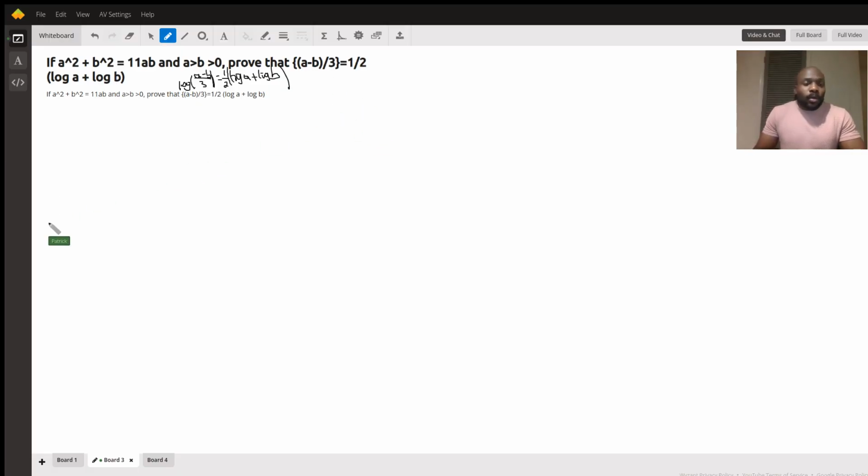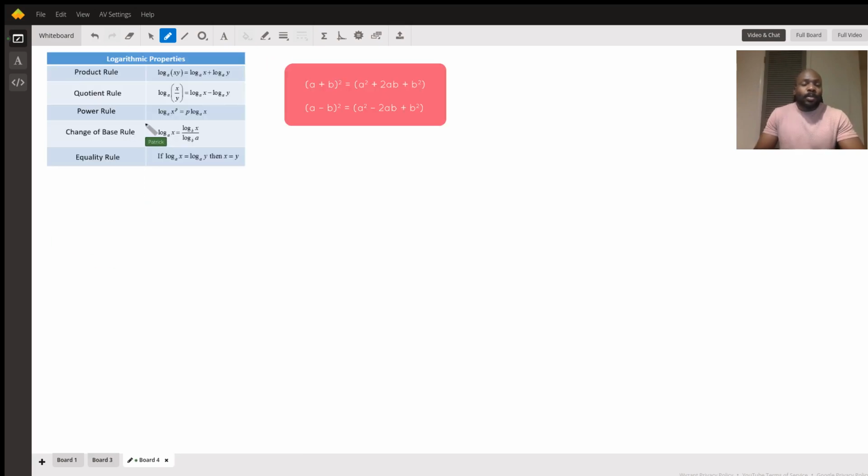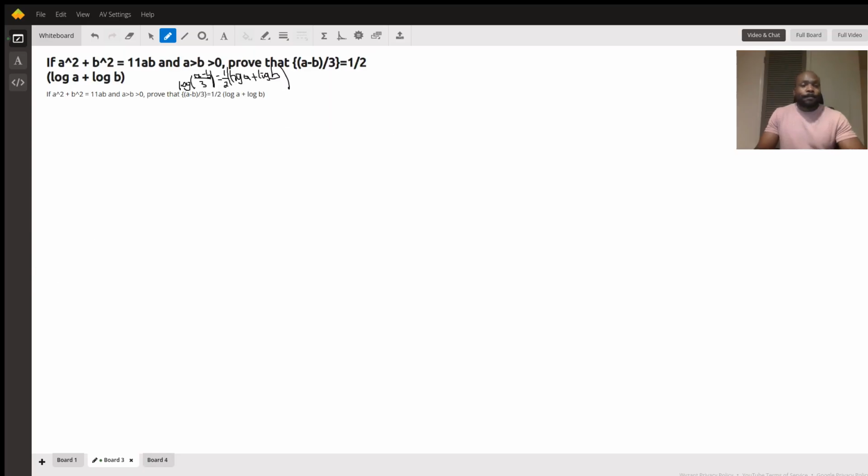So on another sheet on this page, I have properties that we are going to need to solve this question. So you have the product rule, the different log properties. You have the product, quotient, and power rules, and those three are going to come in handy. And we're also going to need to use one of these. So let's get into it.